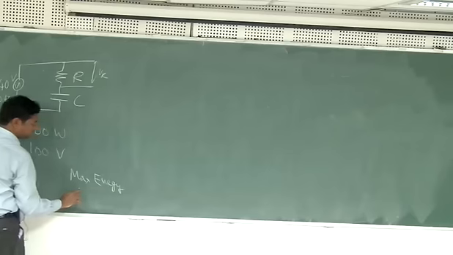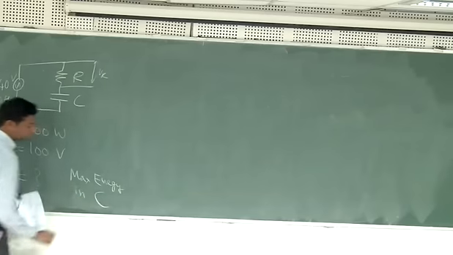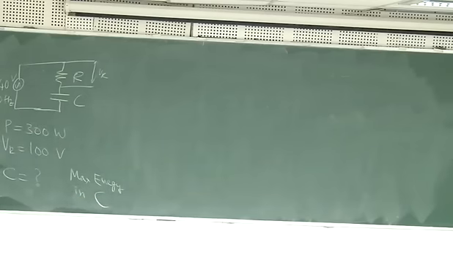energy in C. So the energy in C keeps on changing because it is charging, discharging, charging, discharging and so on. So at one point there will be a maximum energy in C. So what is that?